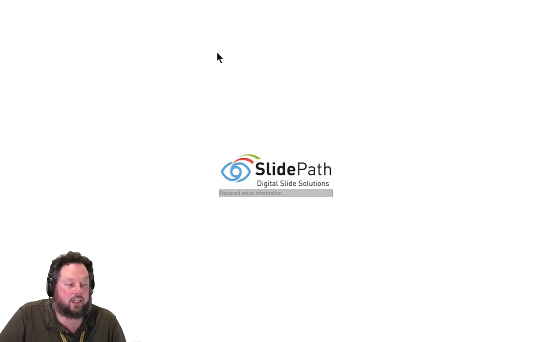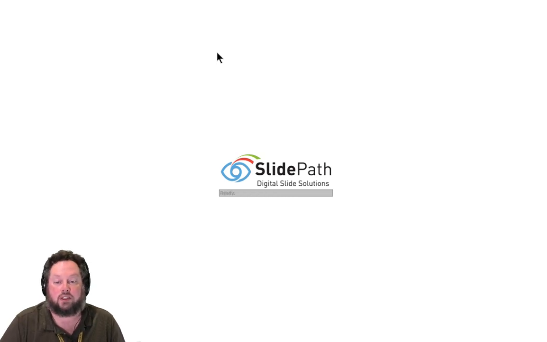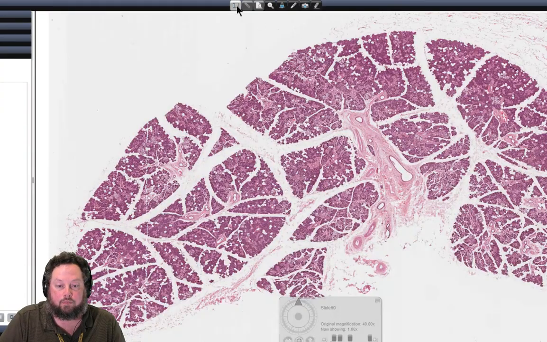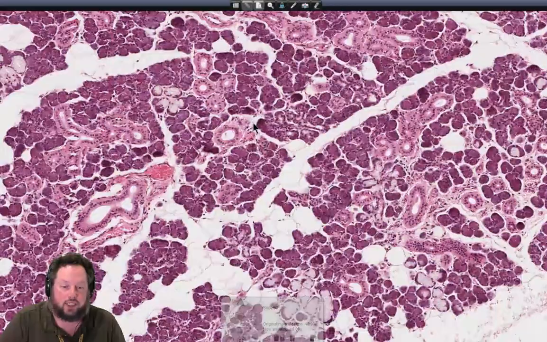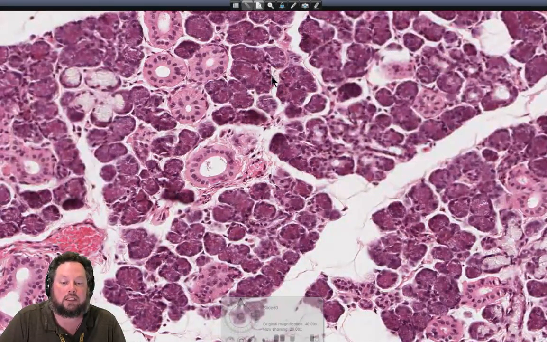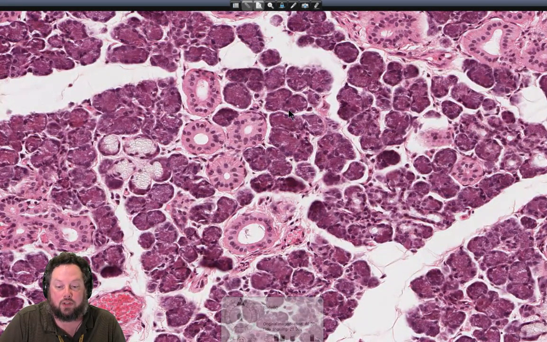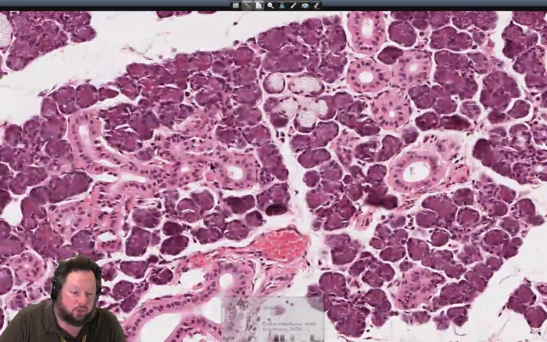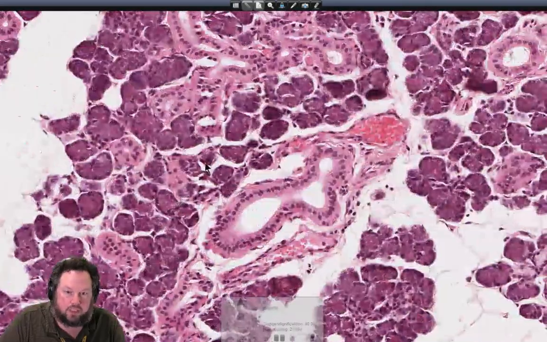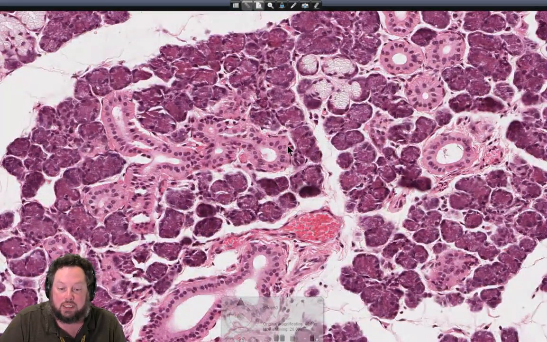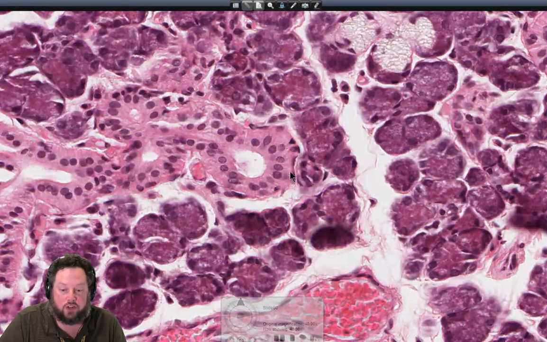So that arrangement to go from intercalated to striated is only found in the salivary glands. There's no striated ducts in the pancreas. What we'll see is that the intercalated and striated ducts are only intralobular, so within the lobules. It's often difficult to see the intercalated, but these striated ducts are very clear here. So these are the striated ducts. Hopefully you can see the little stripes down the bottom there.